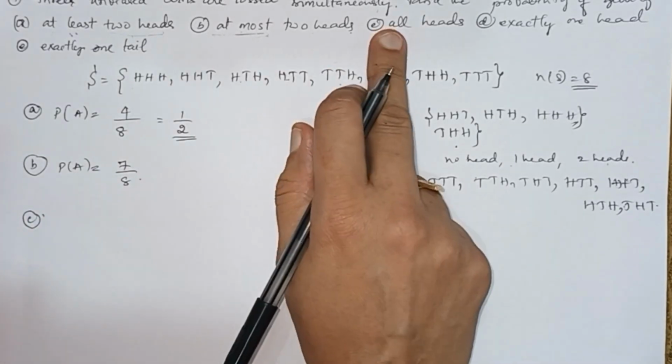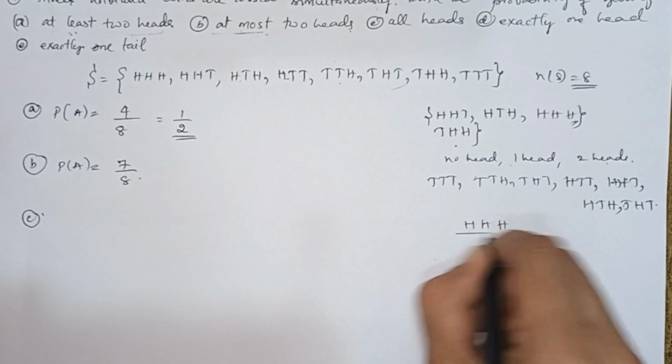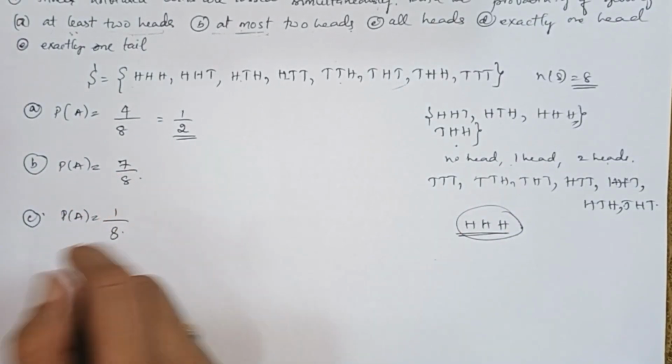Next, third one, all heads. All the three must be heads. So, HHH, only one outcome is favorable. So, P of A equal to 1 by total outcomes 8.